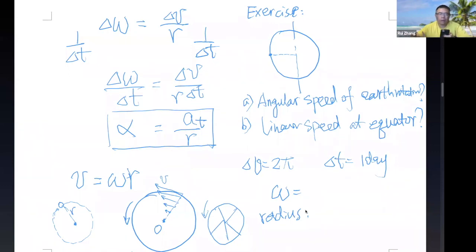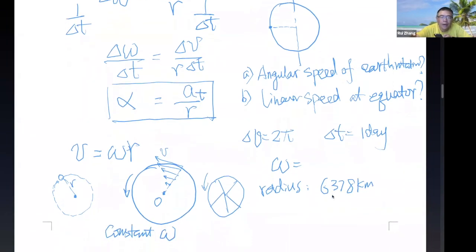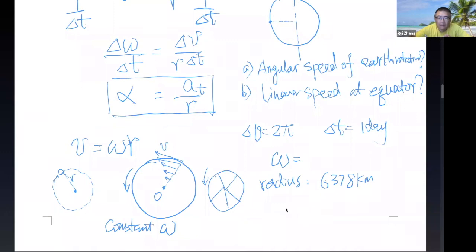Okay, I'll put like... again, you can convert it to meters per second. Okay, so anyway, the radius: send me the answer for the angular speed first, and then I'll give you the radius of the Earth at the equator.